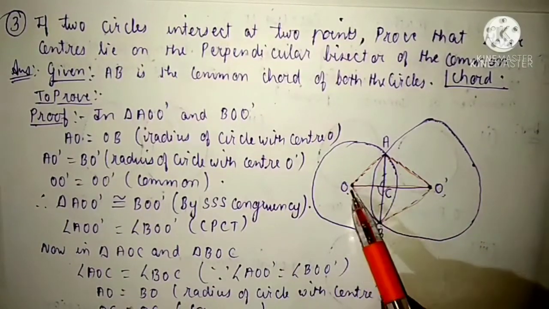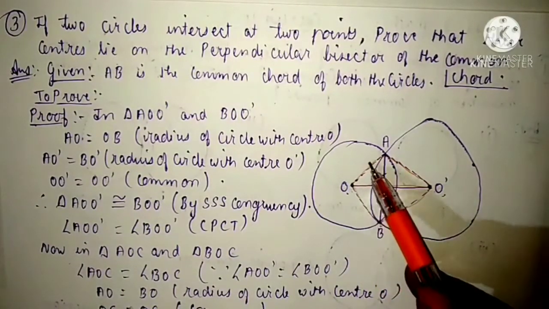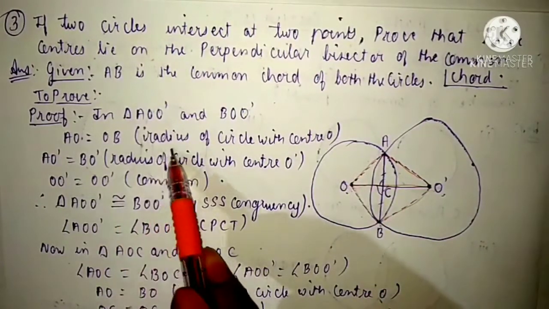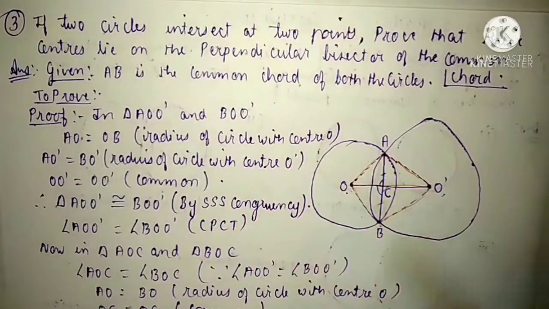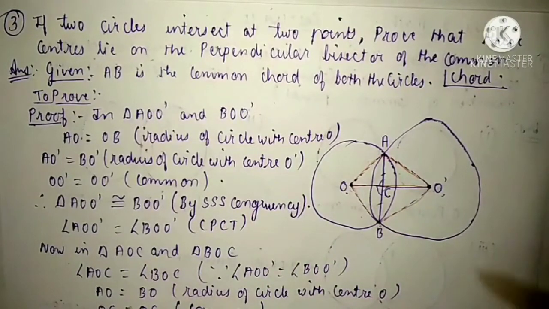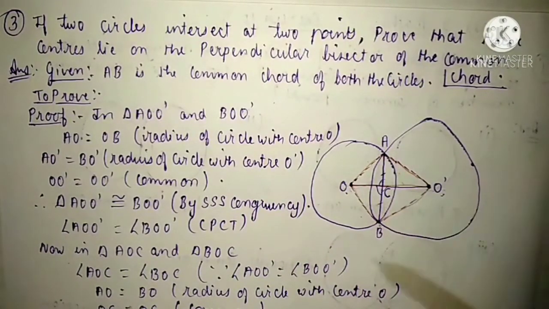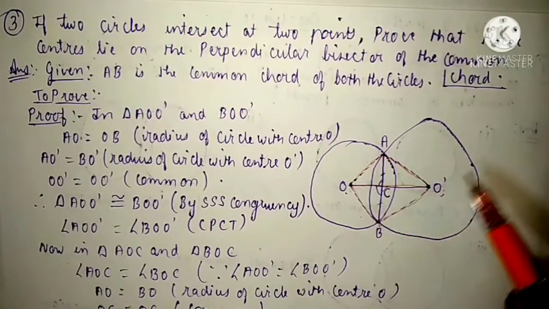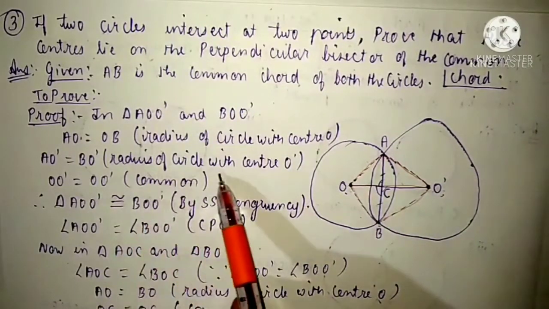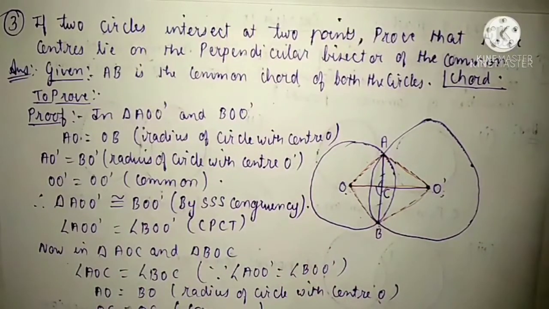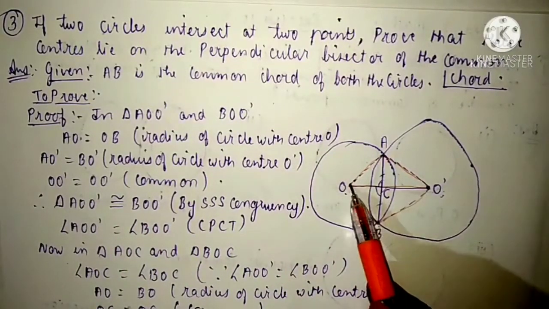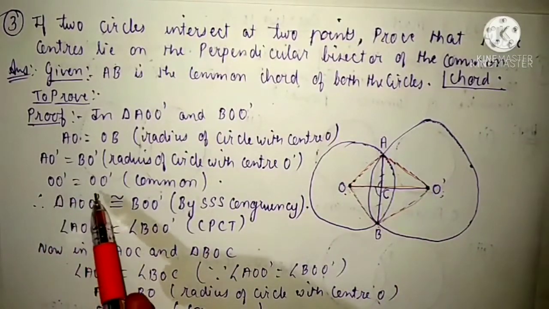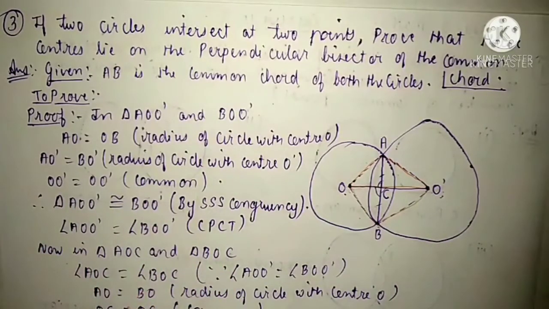AO is equals to OB. Why? Because these two are the radius of this smaller circle. So we will write radius of circle with center O. Then next, AO dash is equals to BO dash. Why? Because these are also the radius of the bigger circle. So radius of circle with center O dash. Then next, OO dash is common of both the circles. So OO dash equals to OO dash common.